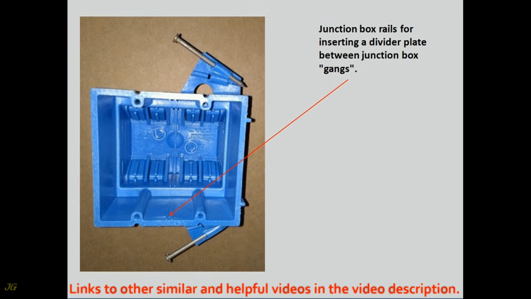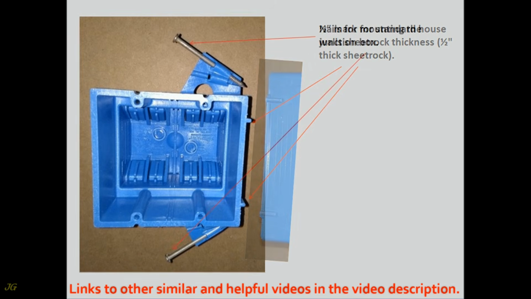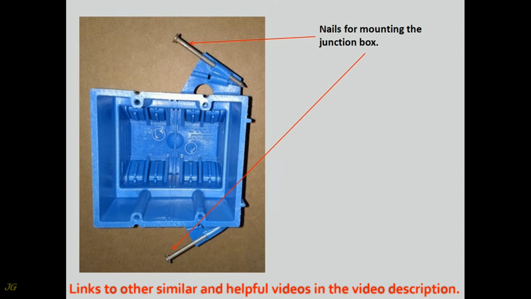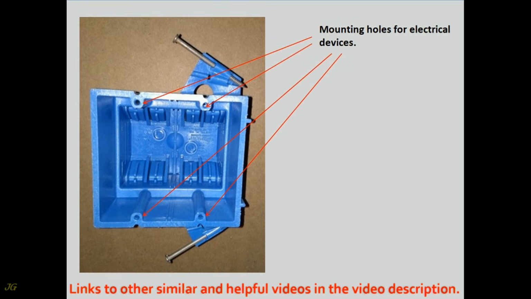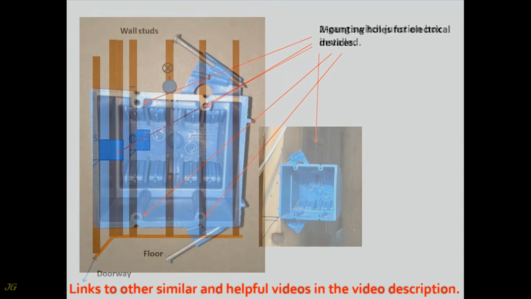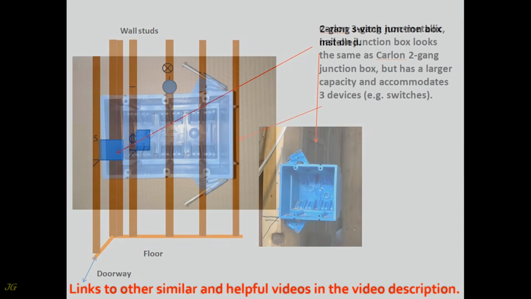Junction box rails for inserting a divider plate between junction box gangs. 1/2 inch mark for standard house walls, 1/2 inch thick sheetrock. Nails for mounting the junction box. The nails can be switched to a different driving angle. Mounting holes for electrical devices. 2 gang switch junction box installed.